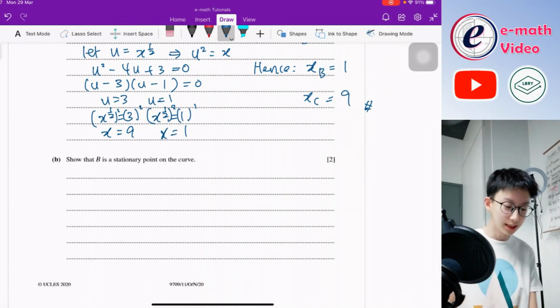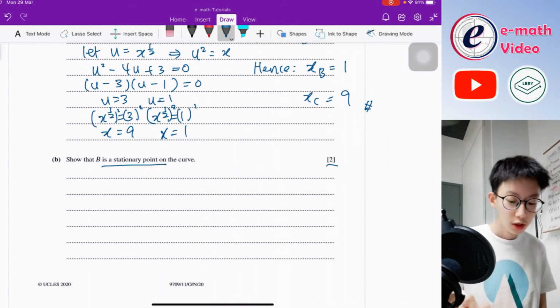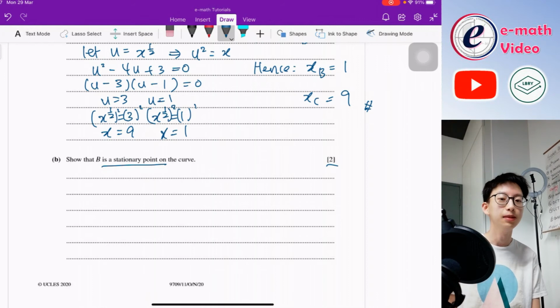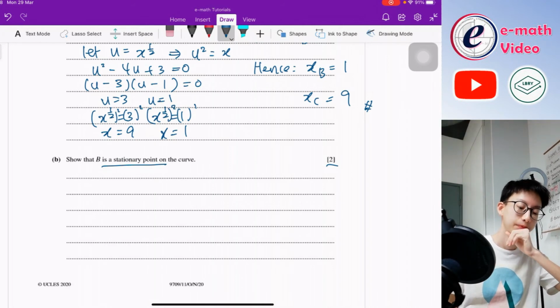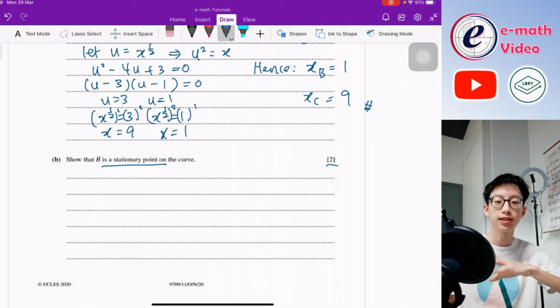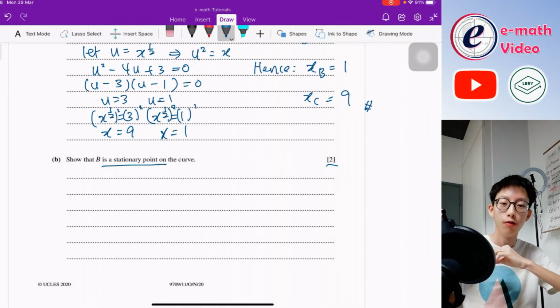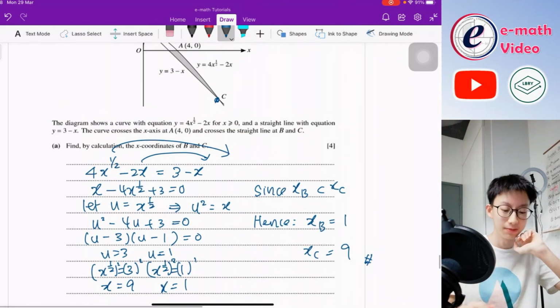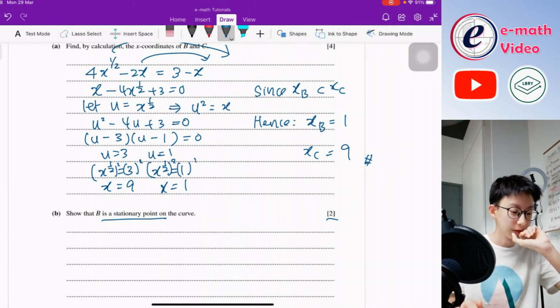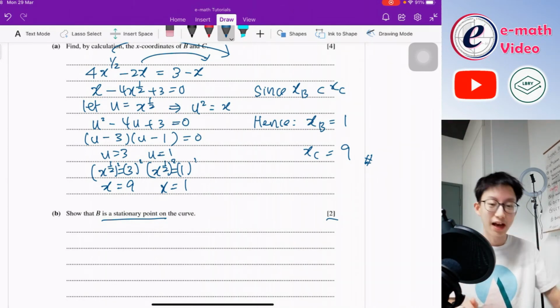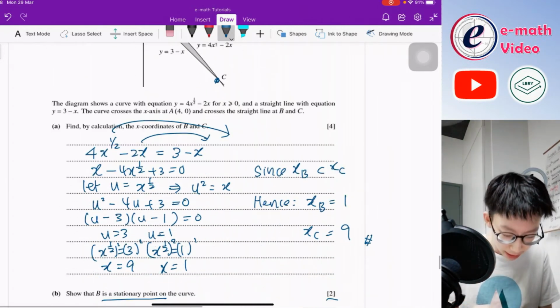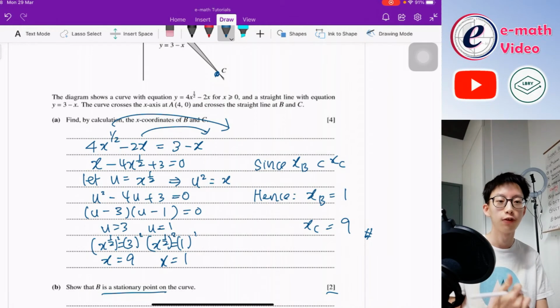Okay. Show that B is a stationary point on the curve. So when you see the word stationary point, immediately come to your mind, differentiate, right? Differentiate first derivative, then let it be 0. You get a possible critical point. And do we need to do a second derivative test? Because second derivative test is to test whether it's maxima or minima, isn't it? And you can see here it's actually the maxima. We just need to show that. So for the sake of sharing what I learned in calculus, I will just do both first derivative test for local extrema and second derivative test for local extrema.